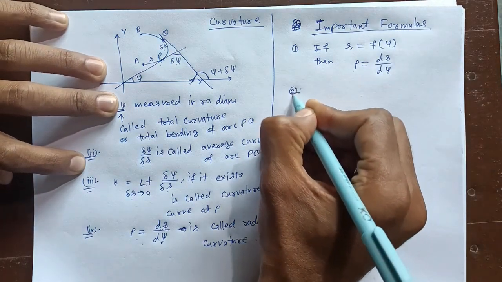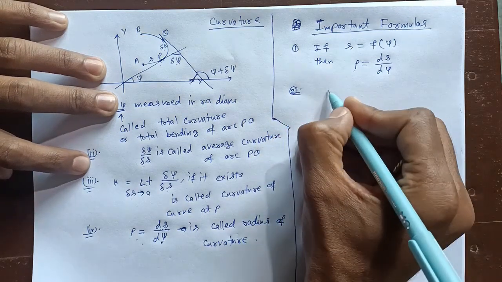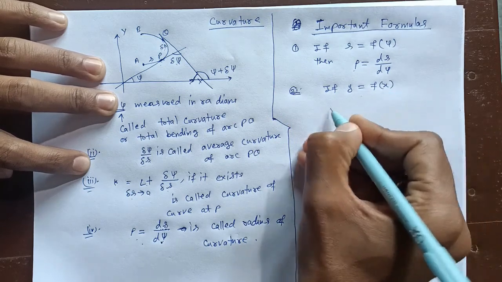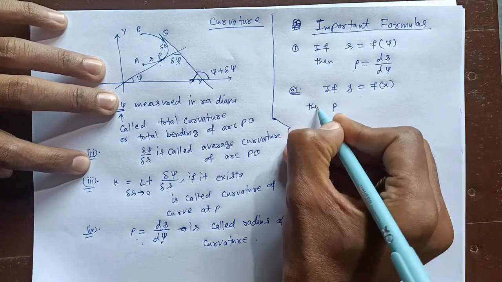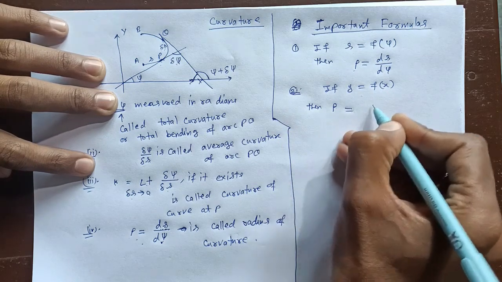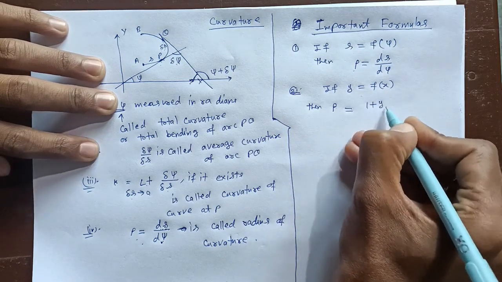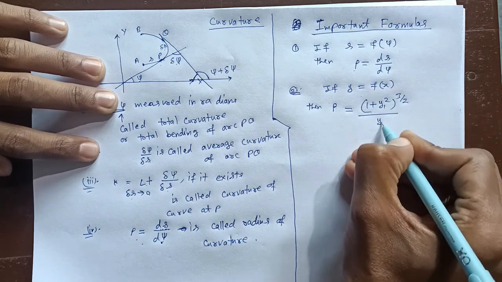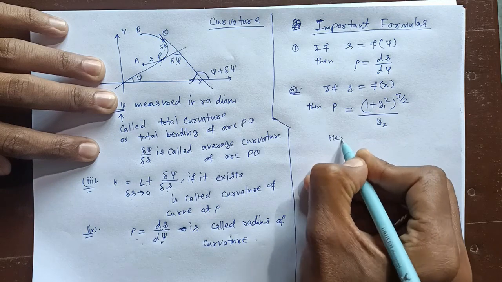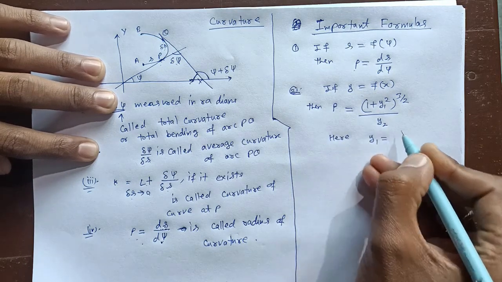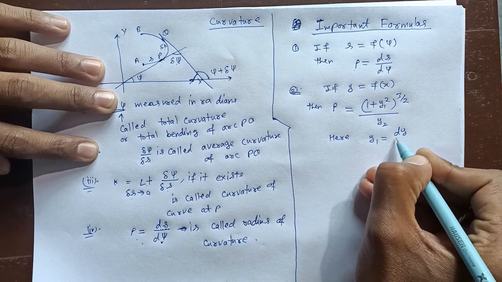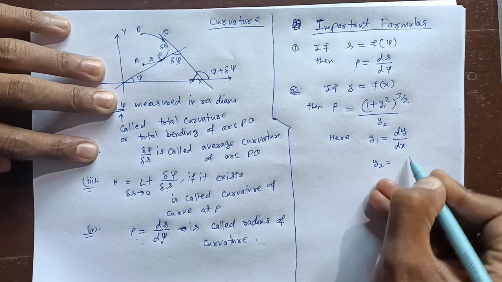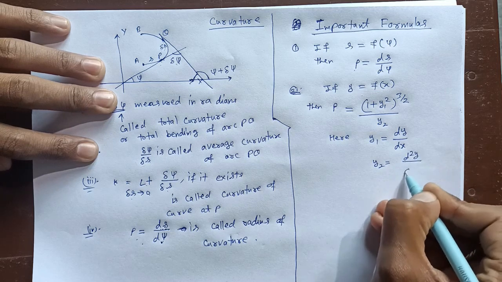Second thing, if y is equal to f of x, then radius of curvature is (1 plus y1 square) power 3/2 upon y2. Here y1 means dy upon dx, y2 means d square y upon dx square.